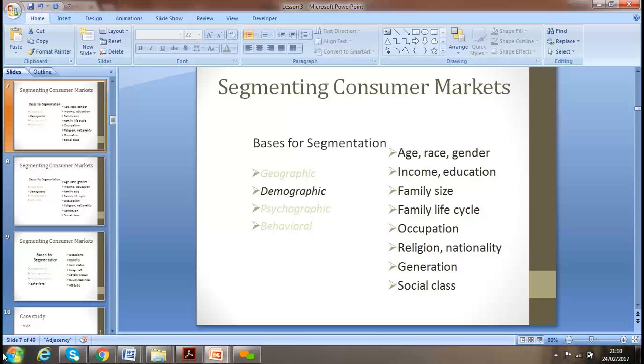If we have business users, we can segment according to occupation as well. We can segment our product according to religion and nationality. In some religions they have halal food, some vegetarian, some mixed food, some Thai, some Chinese, some Japanese. So we can segment different sorts of food according to nationality, ethnicity, generation, and social class as well: upper class, middle class, and lower classes.